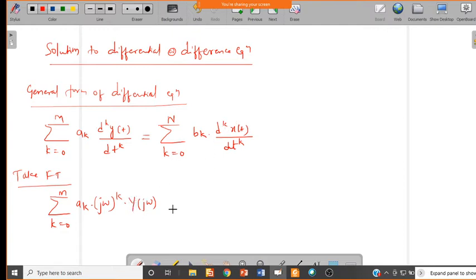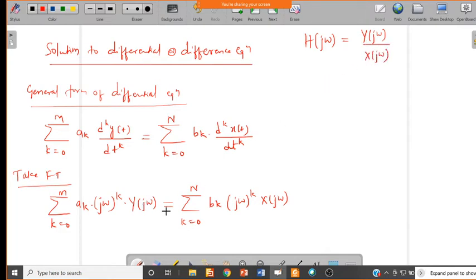In the similar case, if you take the Fourier transform for the input, you will get summation k equal to 0 to n, b_k into (j omega) power k into X of j omega. Now we can take Y of j omega by X of j omega. That is our actual frequency response, that is H of j omega. We get Y of j omega divided by X of j omega.